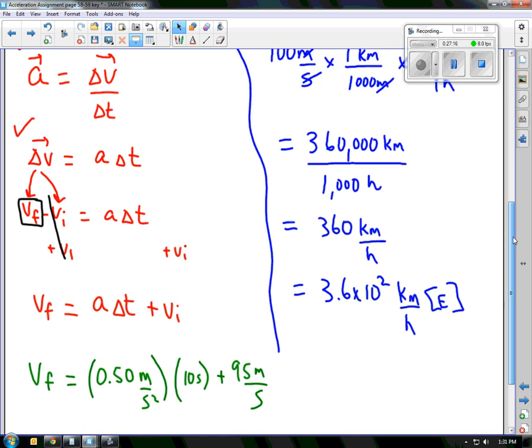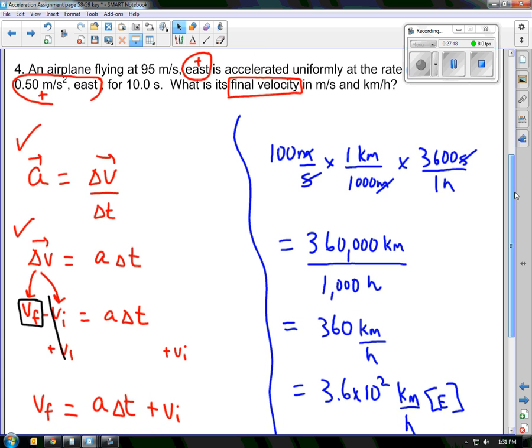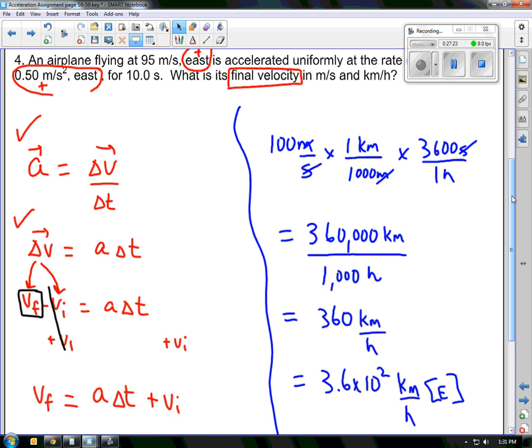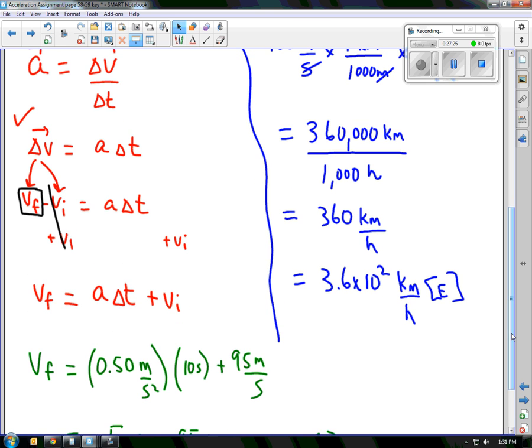So the last part to this question then is you take your final velocity, which is 100 meters per second, and you change it to kilometers an hour using your unit conversion method, and you get 3.6 times 10 to the 2 kilometers an hour.